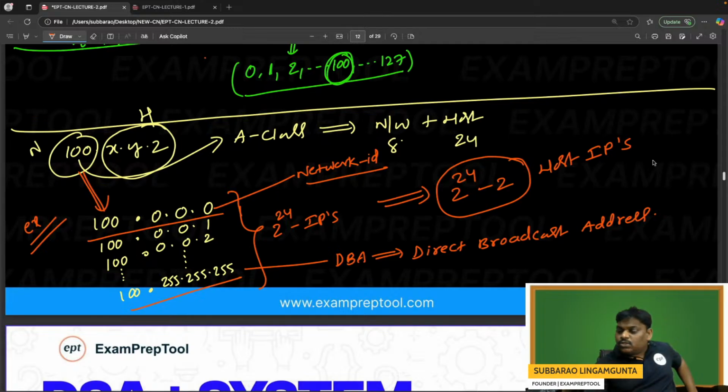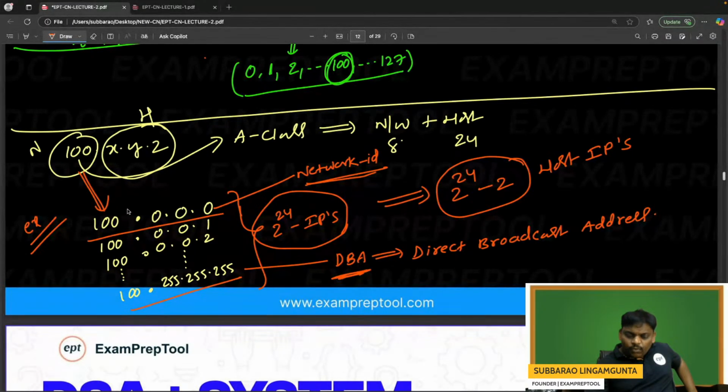If they ask you hosts how many, 2 power 24 minus 2 hosts. How many IPs possible in total? See, these are also IPs. Network ID also an IP, DBA also an IP, but special IPs. They cannot be used for host purpose. They are for special purpose. IPs how many? These many. Hosts how many? These many.